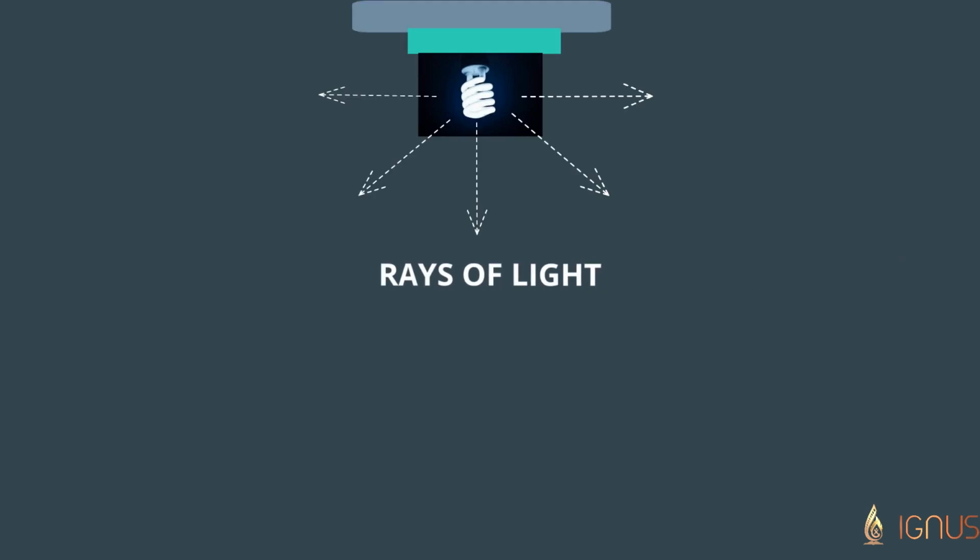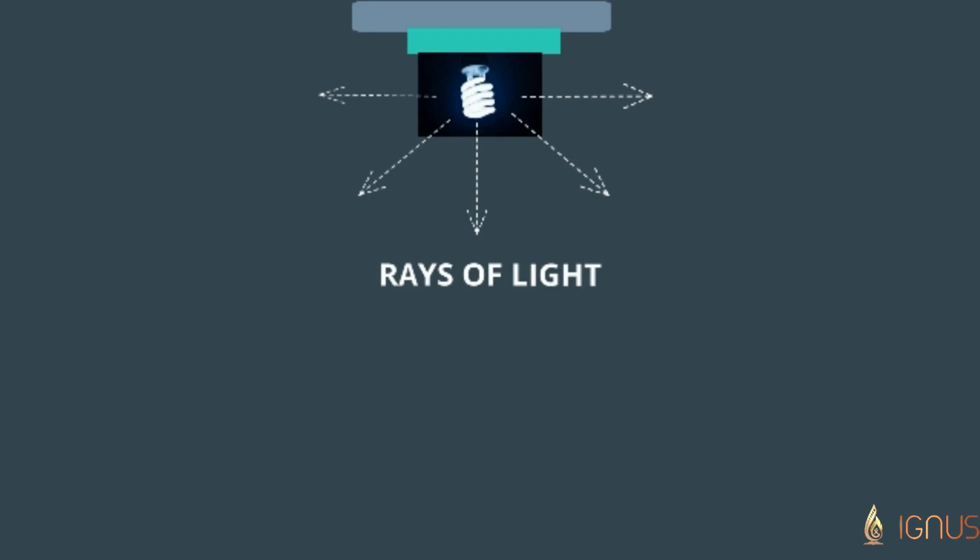Consider a fluorescent bulb which is glowing. It is emitting light in all directions. So all these arrows represent various paths along which the light is traveling. These arrows are what we call the rays of light.